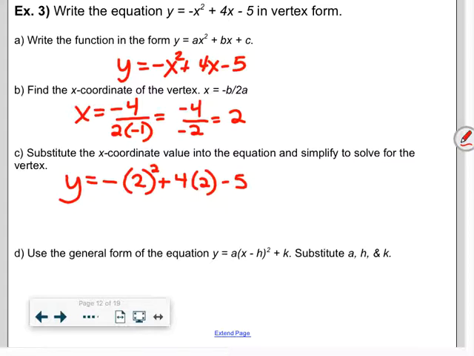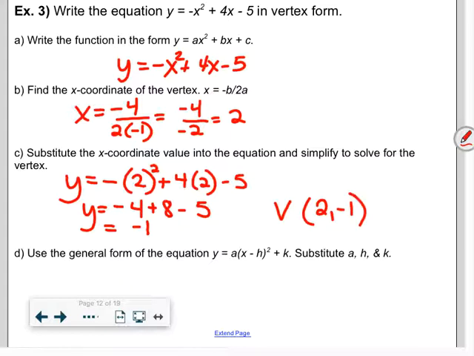So what we're actually doing is we're going from standard form to vertex form. And let me show you how simple this is. This is a negative, and then the 2 is squared. So that's negative 4 plus 8 minus 5. Okay, do you understand why it's not positive 4? If I meant for the negative to go to the power, it would have a parenthesis to the 2 power. So this is 4 minus 5 is negative 1. So my vertex is 2 comma negative 1.